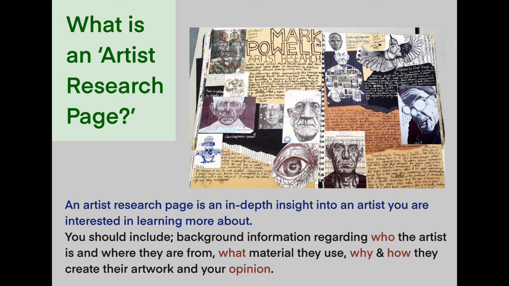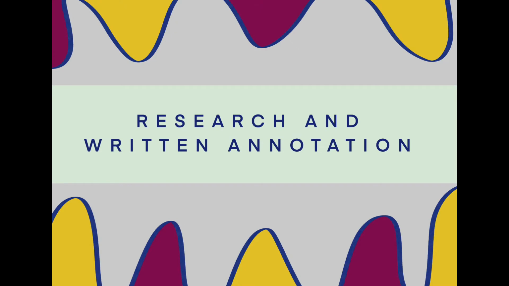You should include background information regarding who the artist is and where they are from, what material they use, why and how they create their artwork, and your opinion. And you can see that I've highlighted these keywords because you'll notice this was what was in our artist brainstorm sheet. So you wouldn't have an artist research page without doing some research and written annotation. So this is integral to a successful artist research page, and we're going to look over that first before we look at some visual examples, how to do a title, photographs, images, etc.